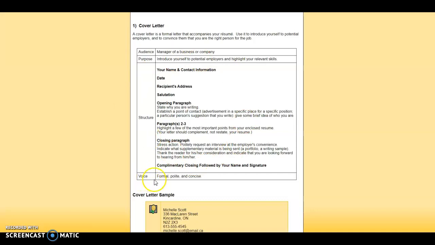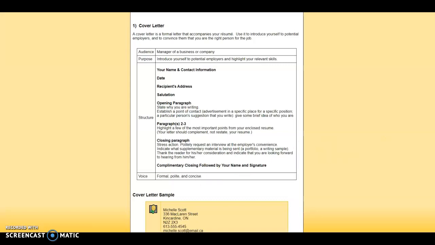Lastly, in terms of voice, whenever you write a business letter, you want to be formal, polite, and concise. I guess that kind of goes without saying that you want to be polite, especially when you're applying for a job. I think concise is a good word too. You don't want to write really long-winded sentences. You want to have short, direct sentences and make your points clear.